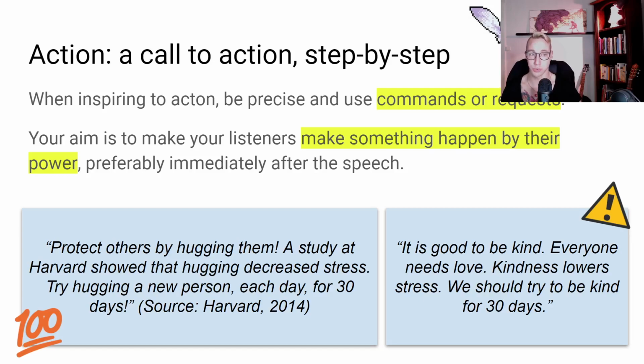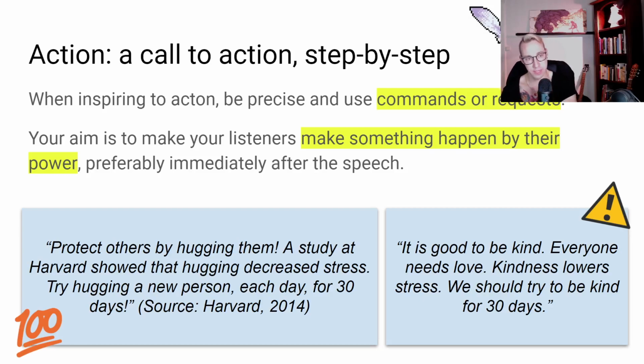Let's look at two examples, shall we? The one on the left, I would argue, is far better than the one on the right. And on the left it says, protect others by hugging them. A study at Harvard showed that hugging decreases stress. Try hugging a new person each day for 30 days. And on the right side it says, it is good to be kind. Everyone needs love. Kindness lowers stress. We should try to be kind for 30 days.